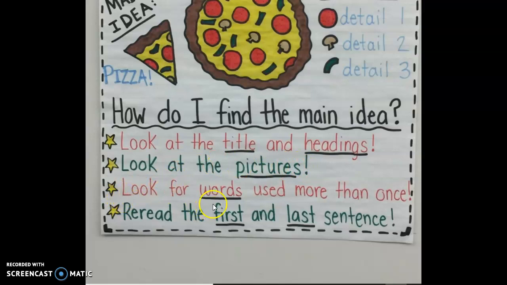3, you're going to look for words used more than once. So if they are repeated, if we have repetition, words used more than once, it must be important. It's going to help you find your main idea. And lastly, you can reread, which means to read again, the first and last sentence, because your author may give you the main idea in your first sentence or your last sentence.